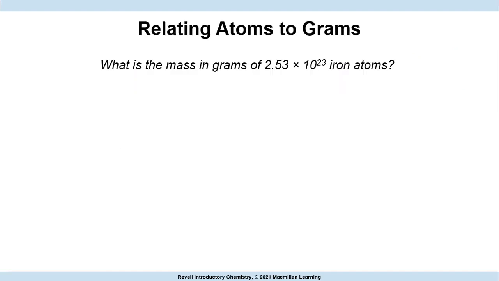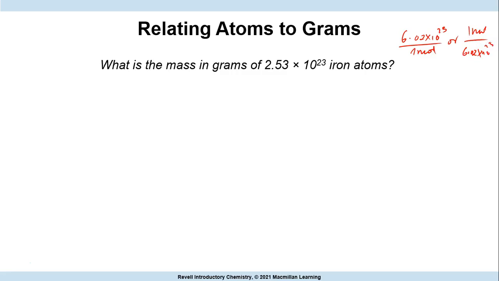Now, let's see how we can relate atoms to grams. For us to relate atoms to grams, we have to use the Avogadro's number, convert it to moles and then to grams. So what is the mass in grams of 2.54 times 10 to the 23 iron atoms? So we are going to use the Avogadro's number here. So the conversion factor, as we know, 6.02 times 10 to the 23 is equal to 1 mole, or 1 mole is equal to 6.02 times 10 to the 23.